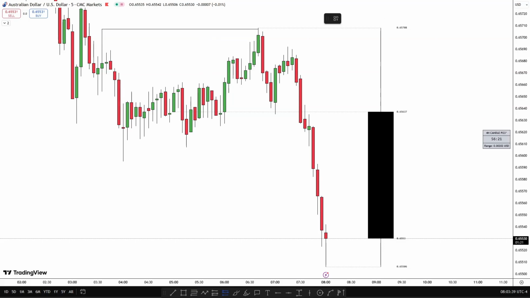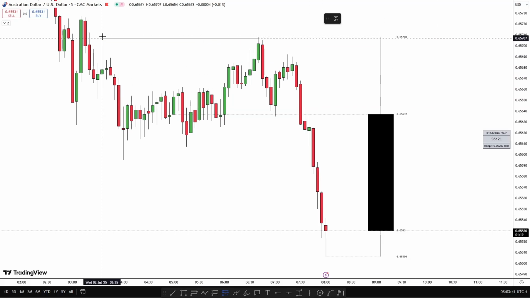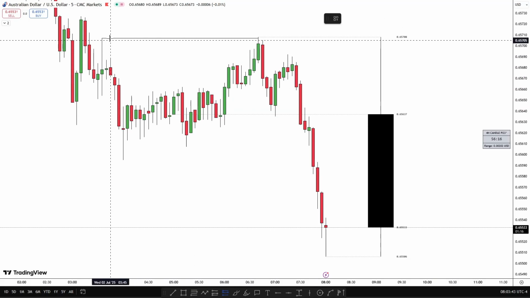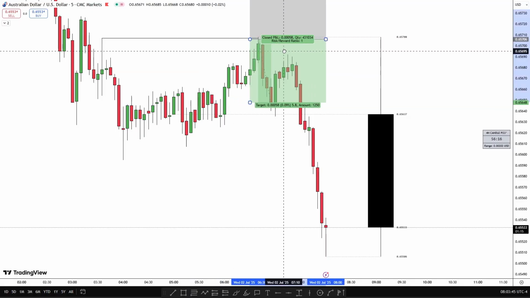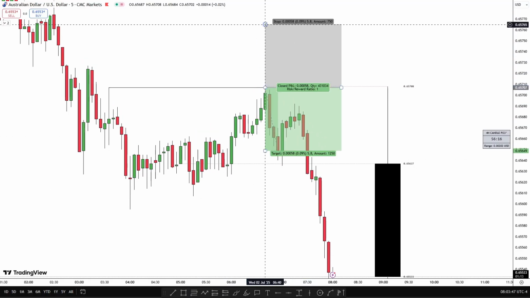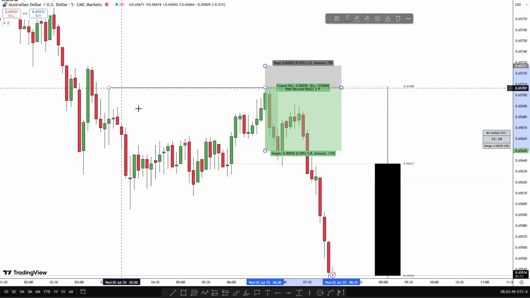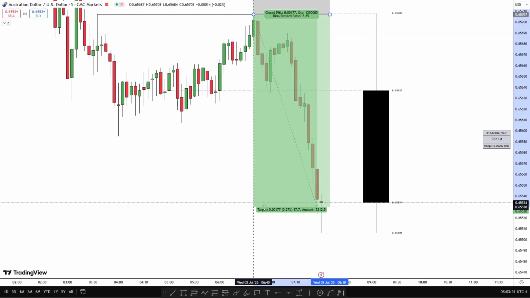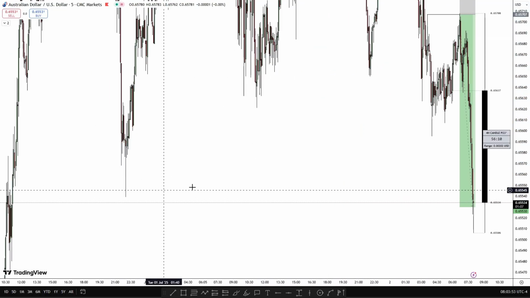Another great entry model you can use for this is the turtle soup, which is entering off a liquidity sweep. As you can see right here, this would have been the perfect entry. However, I don't really trade this as often. As you can see, price manipulates higher, takes out this zone of liquidity. This could have been your entry here as soon as price swept this out. Stop loss above these highs right here.